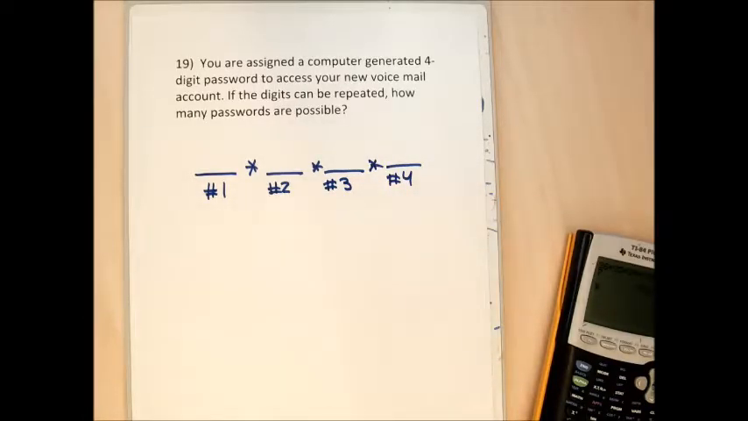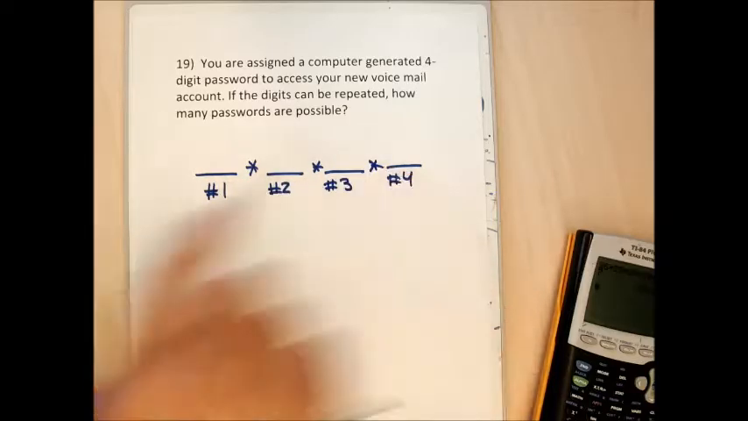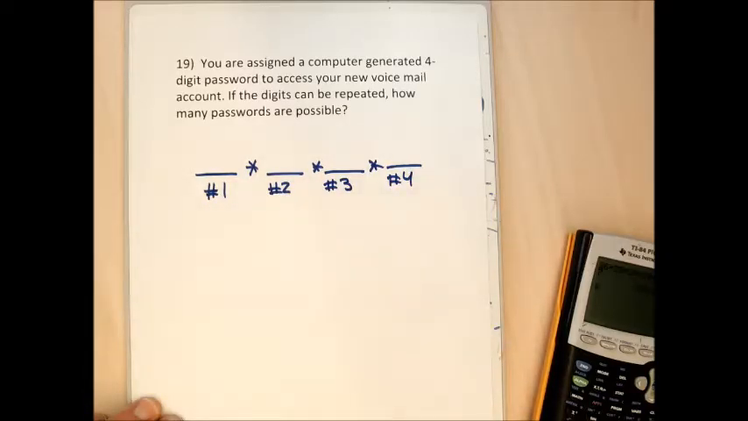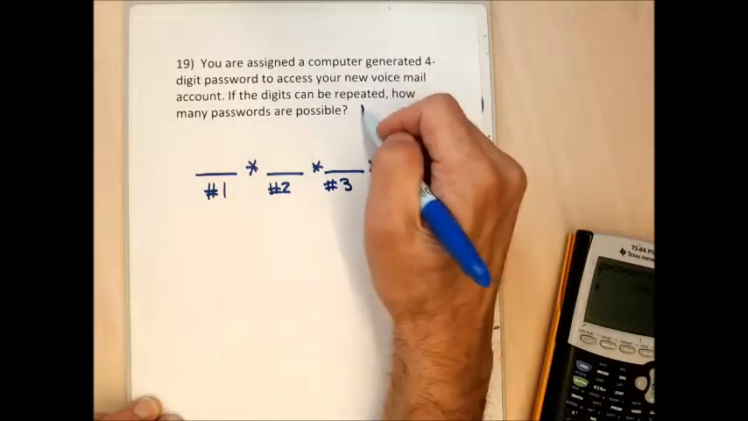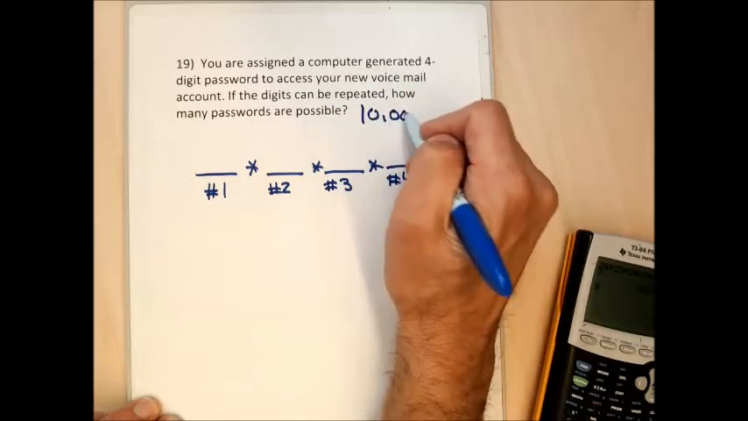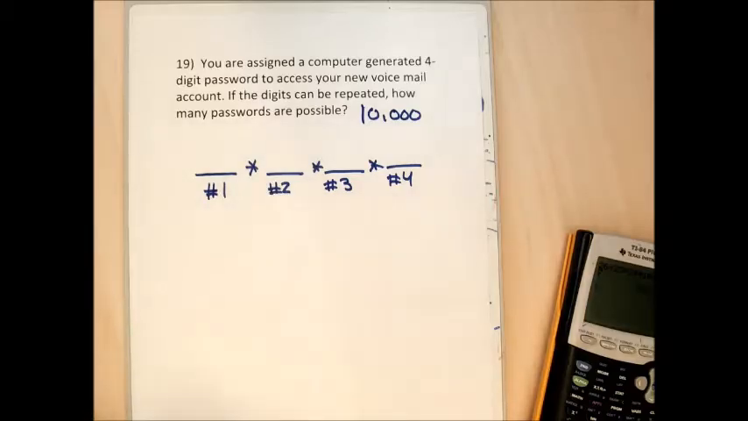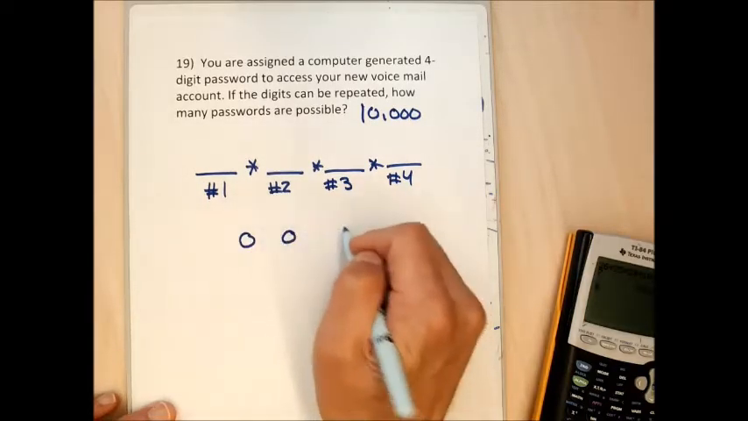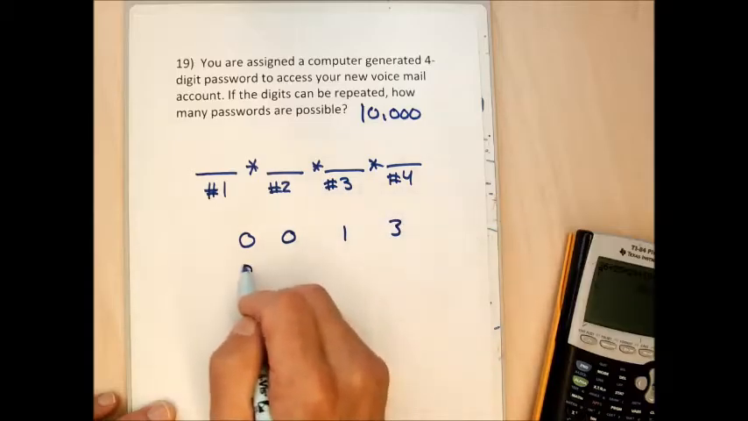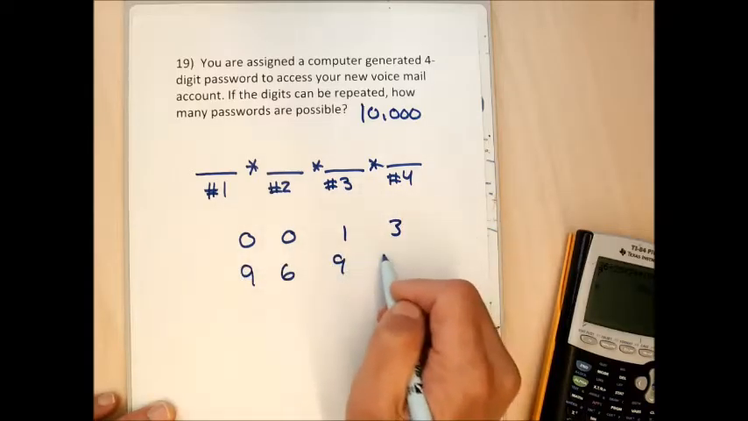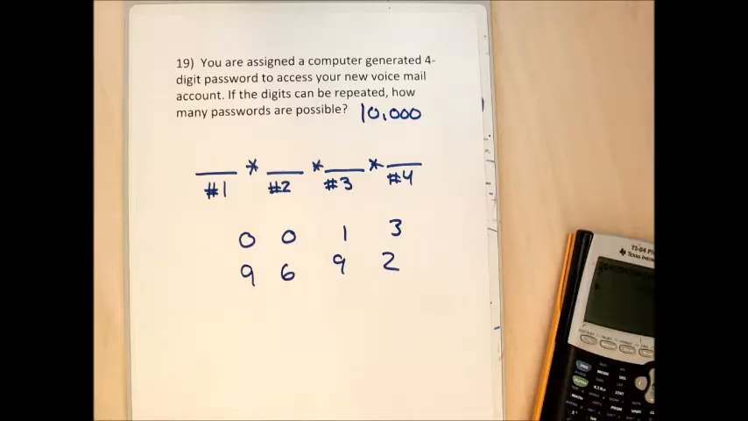You have to decide how many different digits are possible for each. Put numbers in there, multiply them together. If you do it right, I believe the answer to number 19 is there's going to be 10,000 different passwords that are possible. You know, one of them might be like 0013. Another one might be 9692. So there's 10,000 different ones like that. 0000 would be an acceptable password because you're allowed to repeat digits.